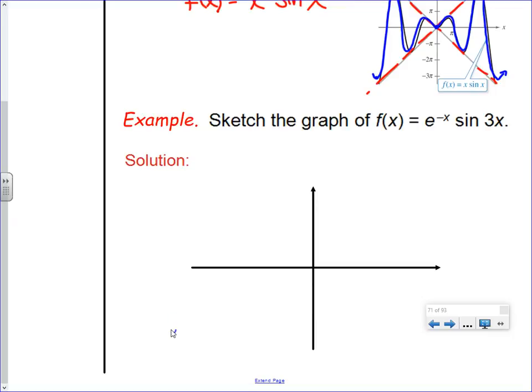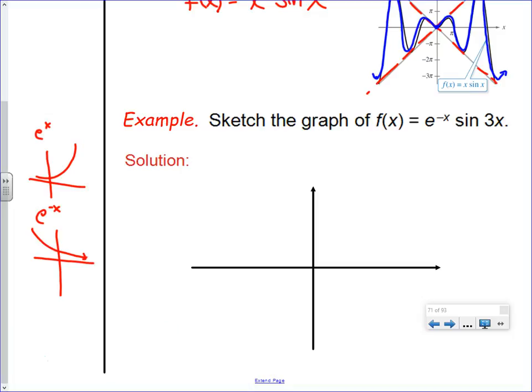But e to the x, does anyone remember what e, I know it's e to the negative x, but what does e to the x look like? Remember? Exponential growth? Yeah, it grows, right? ln goes this way, e goes this way. So, if it's e to the negative x, it's e to the x but flipped. So if e to the x is like this way, then what would e to the negative x look like? This way.